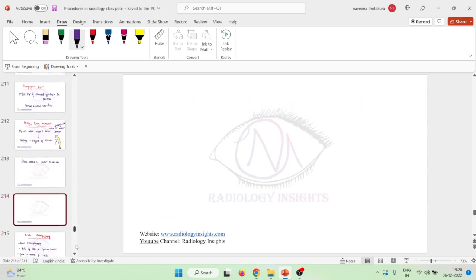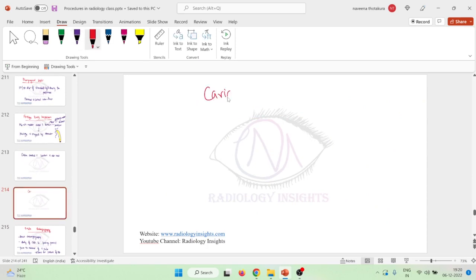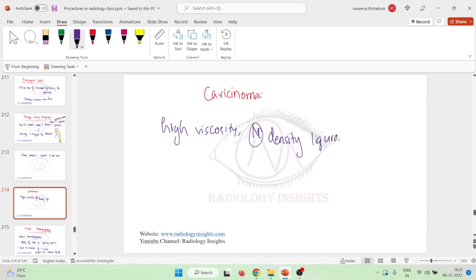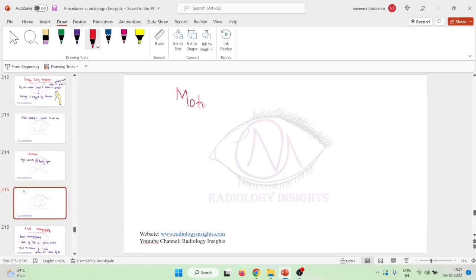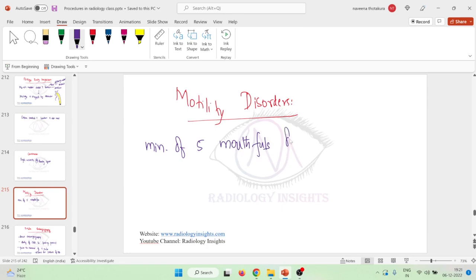Then, if the patient has any type of carcinoma, we can use a high viscosity, normal density liquid. Second, if the patient suffers from any motility disorders, in order to study them we will ask the patient to take a minimum of 5 mouthfuls of contrast, instead of 1 or 2 mouthfuls.